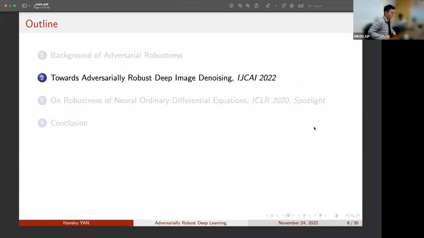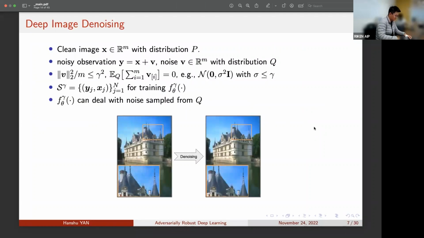So now we move to the first work, towards adversarially robust deep image denoising. Here is the denoising task. The true image or the true signal is very clean, but actually, if we use a camera or download some image from the internet, it always contains some noise. And so the denoiser tries to remove the noise and reconstruct the original clean image.